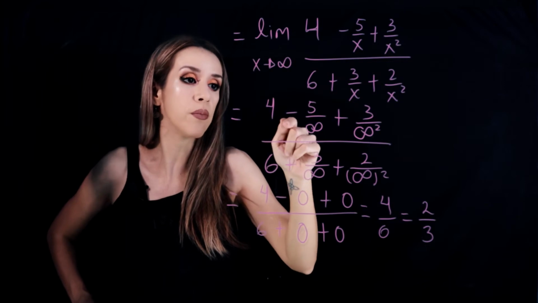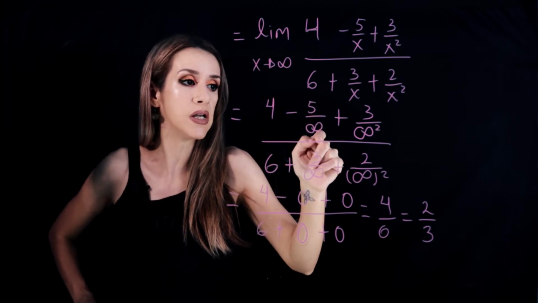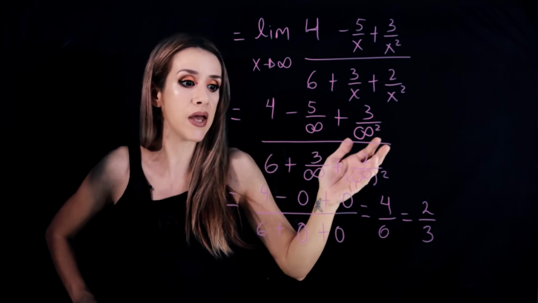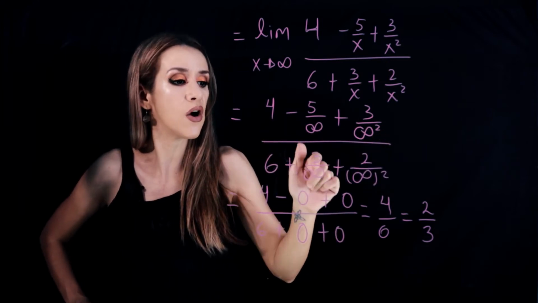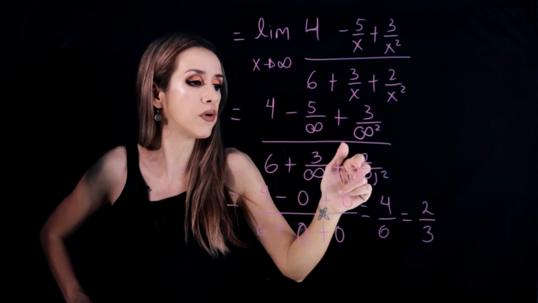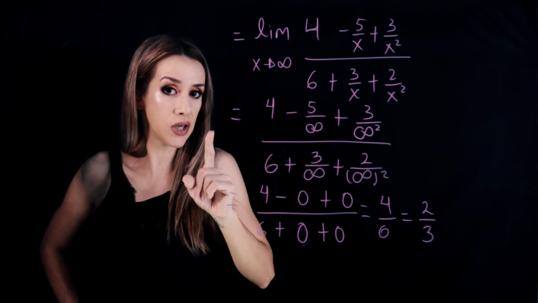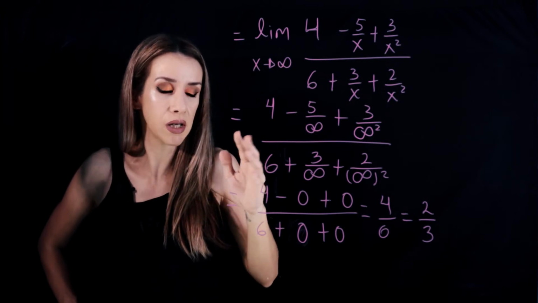That's why I have 4 minus 5 over infinity plus 3 over infinity squared, divided by 6 plus 3 over infinity plus 2 over infinity squared. Well, do you remember the information that I just gave you a few minutes ago, or seconds? I can't remember right now.